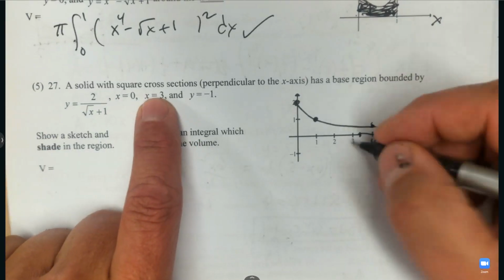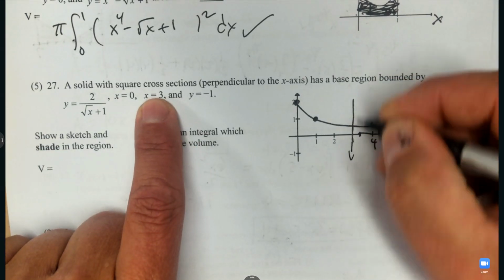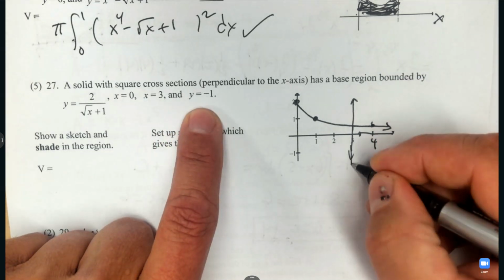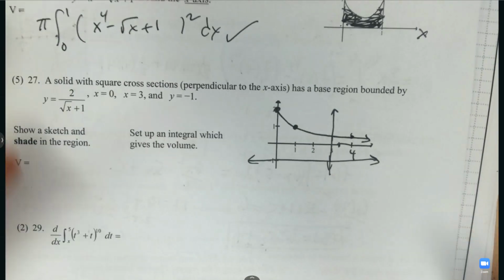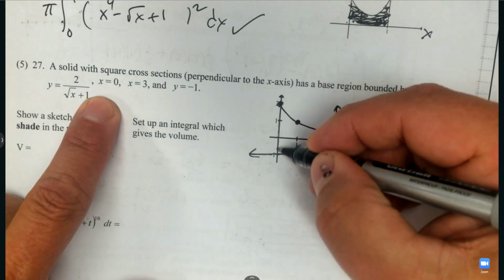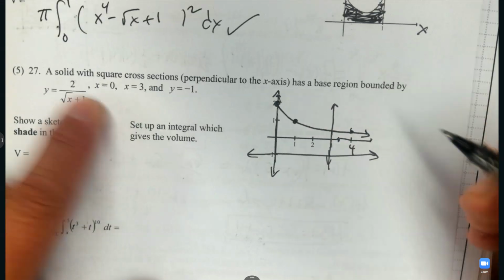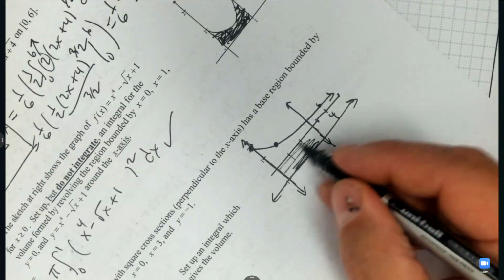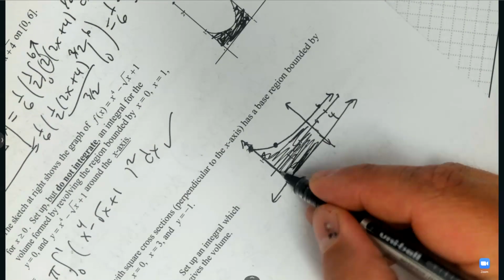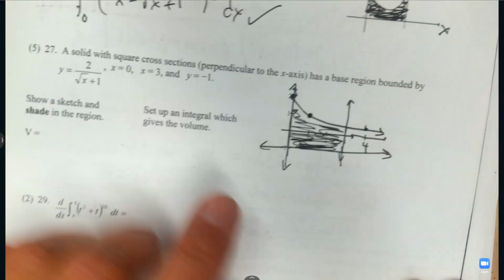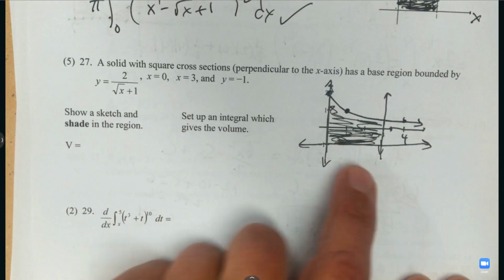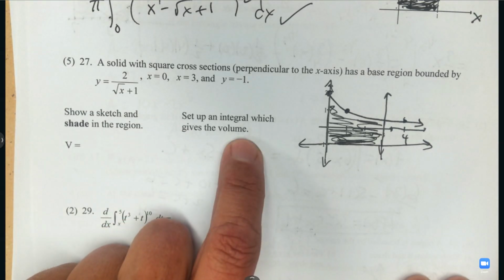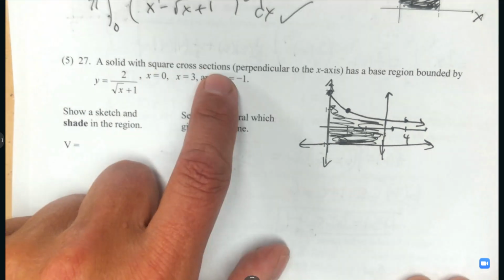And x equals 3. That's here. And y equals -1. That's down here. X equals 0 is the y-axis. So if I shade in everything that's been trapped, this is what it would look like. And so it says, show and sketch and shade in the region. I did. Set up an integral that gives the volume of this if I'm using square cross sections.